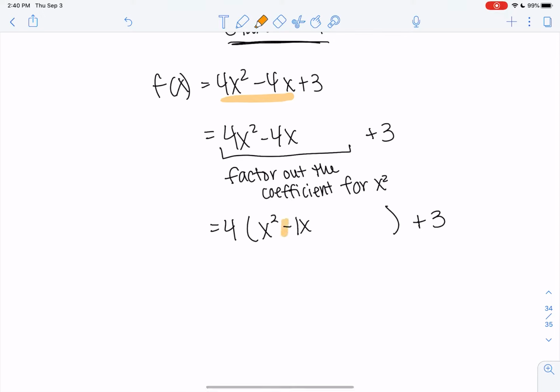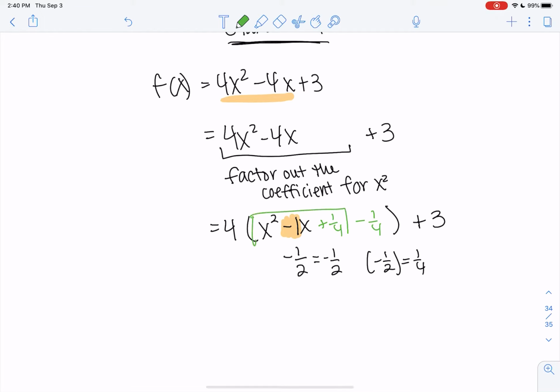So we're going to go ahead and take negative 1 and divide it by 2. We always take the middle term and divide by 2. We get just negative 1/2. And then remember, we go ahead and square that, so we get 1/4. So that means we are going to add 1/4, but then we have to also subtract 1/4.